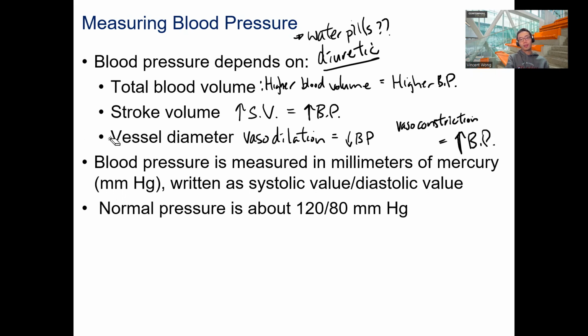And of course, this is controlled automatically by your body. You have no conscious voluntary control over it, right? So your body will automatically adjust the vessel diameter as needed, so that you maintain homeostasis for your blood pressure. I already told you blood pressure is measured in millimeters of mercury, mmHg, and the normal is 120/80 mmHg.